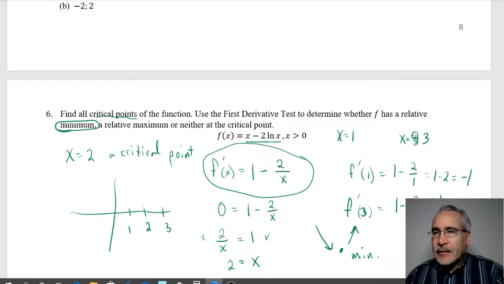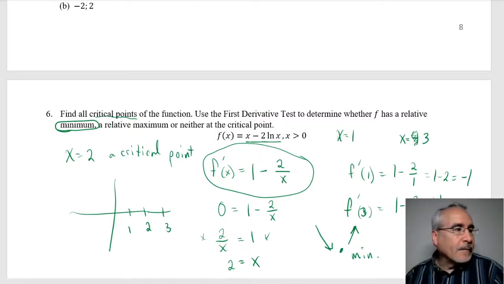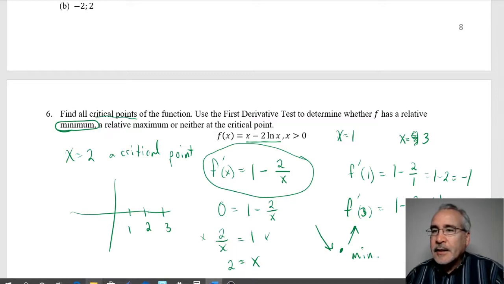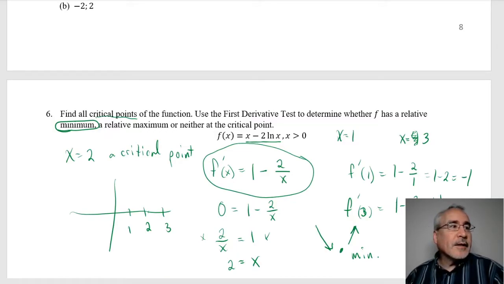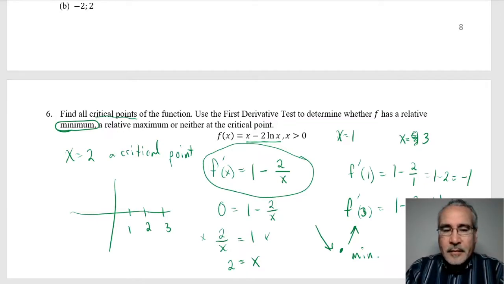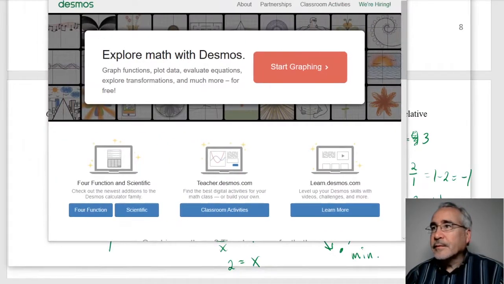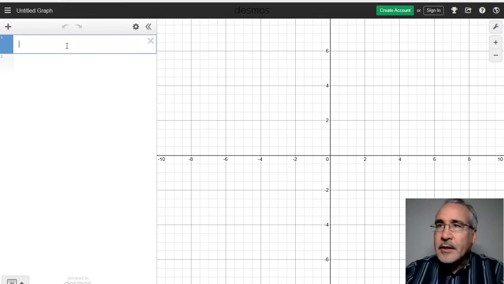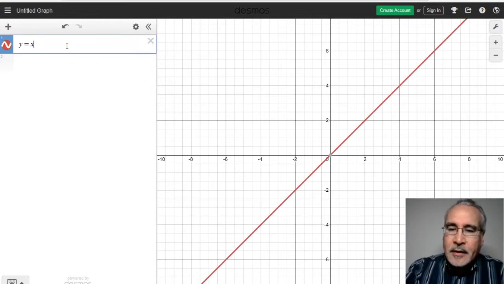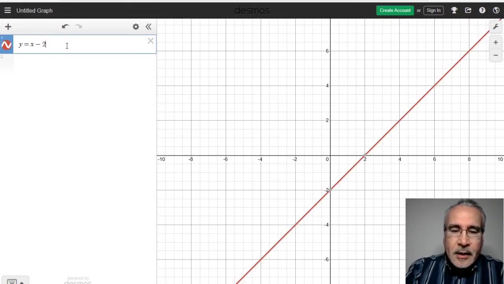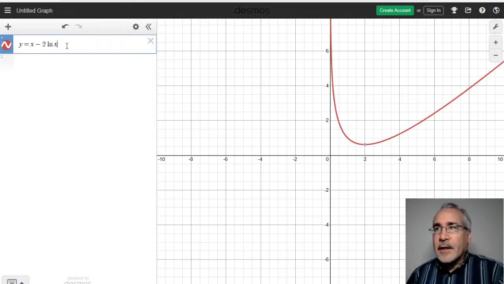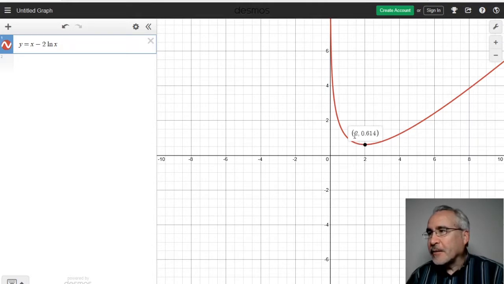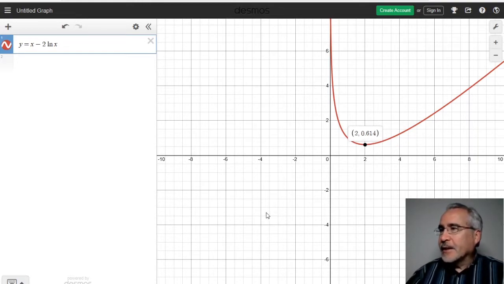To verify this, let's pull out our friendly calculator, let's see, where's my calculator? So we'll use this browser. Let me bring that up. Okay, so we're going to graph the actual original function, which is y equals x minus 2 natural log of x. And it shows us right away that at x equals 2, we do have a relative minimum, and the derivative on the left-hand side would be negative, and the derivative on the right-hand side is positive.